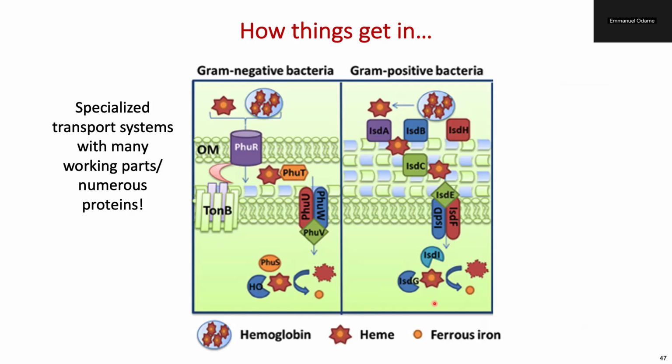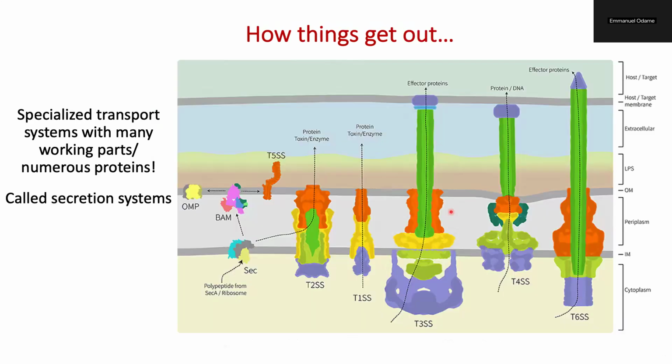All of these mechanisms, which are basically specialized transport systems, function differently, and they are being done with the help of numerous proteins, as you can appreciate on this graph. So now we've learned about how things get in. How about how things get out from the bacteria itself? Basically, there are specialized transport systems with many working parts or numerous proteins, which are called secretion systems.